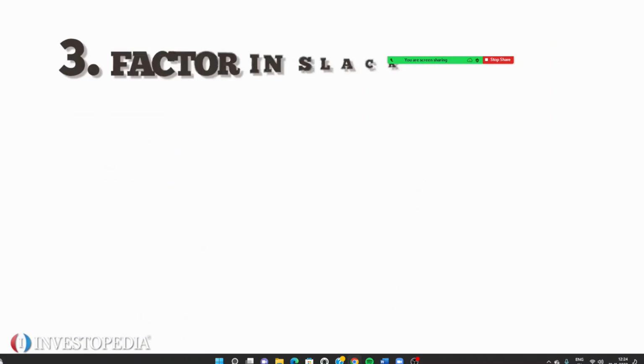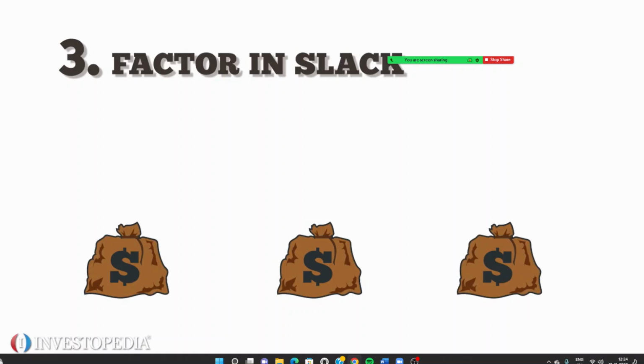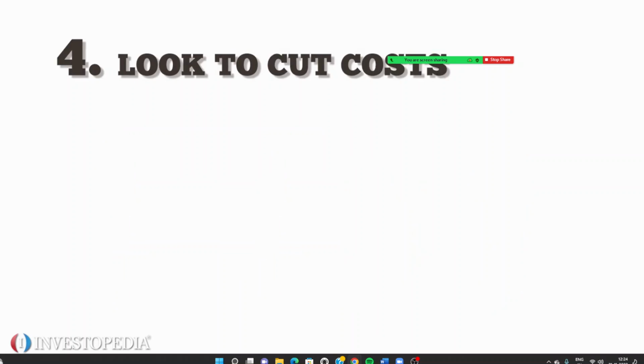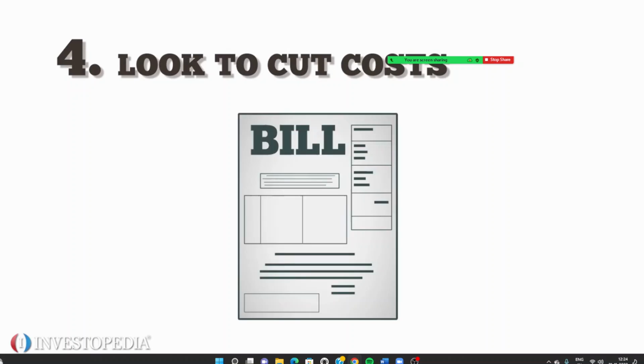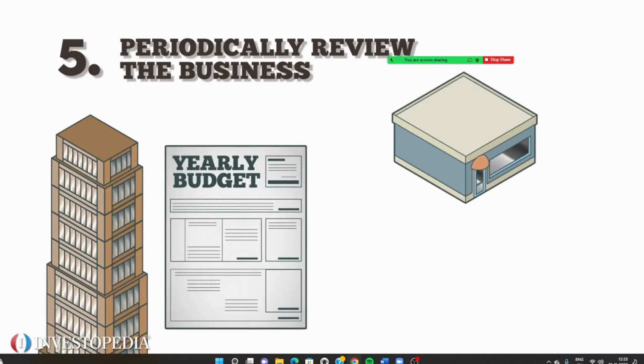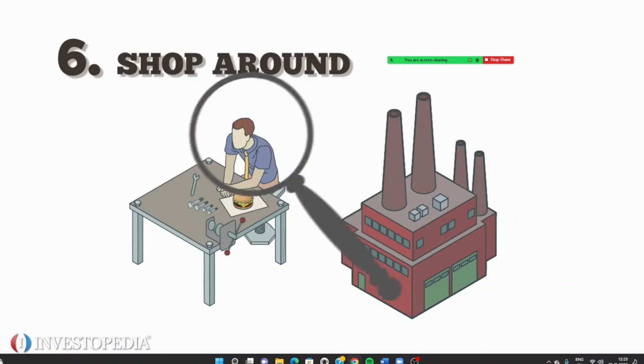3. Remember to factor in some slack. Estimates are not set in stone, so make sure there's more than enough money socked away or coming in before expanding or hiring additional employees. 4. Look to cut costs when times are tight and a bill must be paid or when a big opportunity awaits. Look at items that can be controlled and wait until the start of a new billing cycle to make purchases. 5. Periodically review the business. Many firms draft a yearly budget, but small companies should draft their budget more often. 6. Shop around for services and suppliers when setting budgets and reviewing expenses.